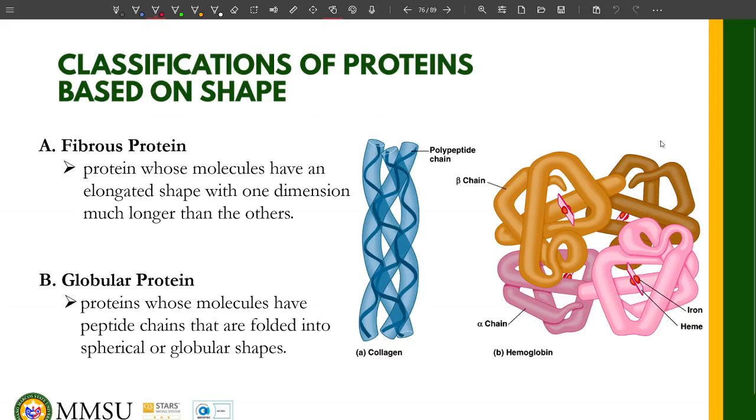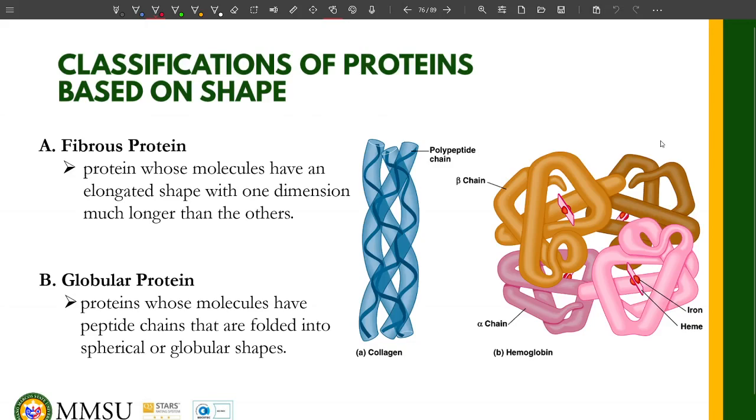So, fibrous proteins are proteins whose molecules have an elongated shape with one dimension much longer than the others. And then globular proteins are proteins whose molecules have peptide chains that are folded into a spherical or globular shape. So, parang mas magulo yung kay globular shape. It would be like crumpled paper that became a ball. So, si fibrous, fibers siya.